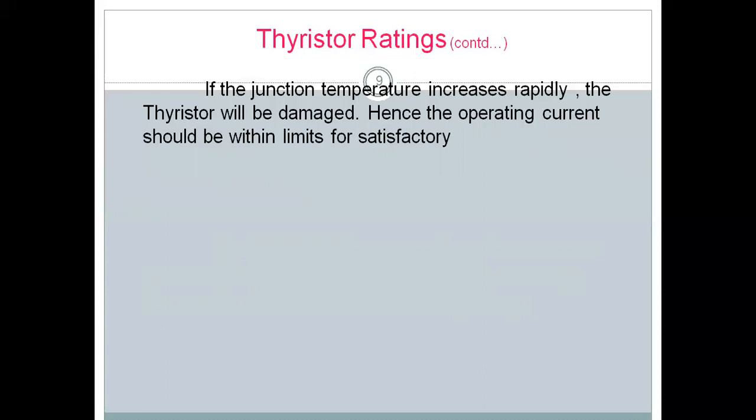The current ratings are the average current rating, RMS current rating, surge current rating, I square t rating, and di by dt rating.